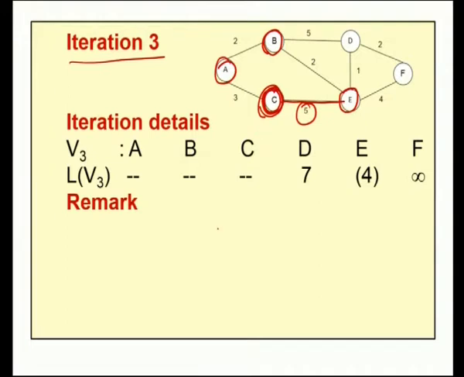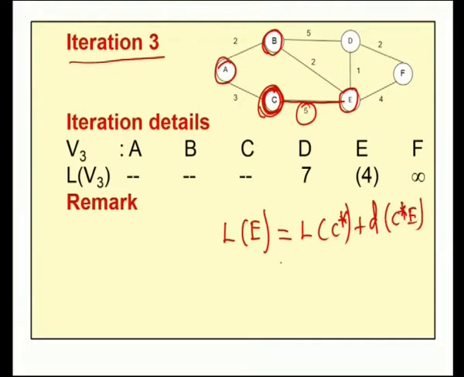Therefore, in iteration 3, we are interested in finding the labeling value of the node E, which is calculated by using the formula: labeling value of E is labeling value of C star plus the distance of the arc C star to E. So, which gives us labeling value of C star is 3 and the arc distance of C to E is 5. Therefore, the labeling value of the node E is 8 in iteration 3.